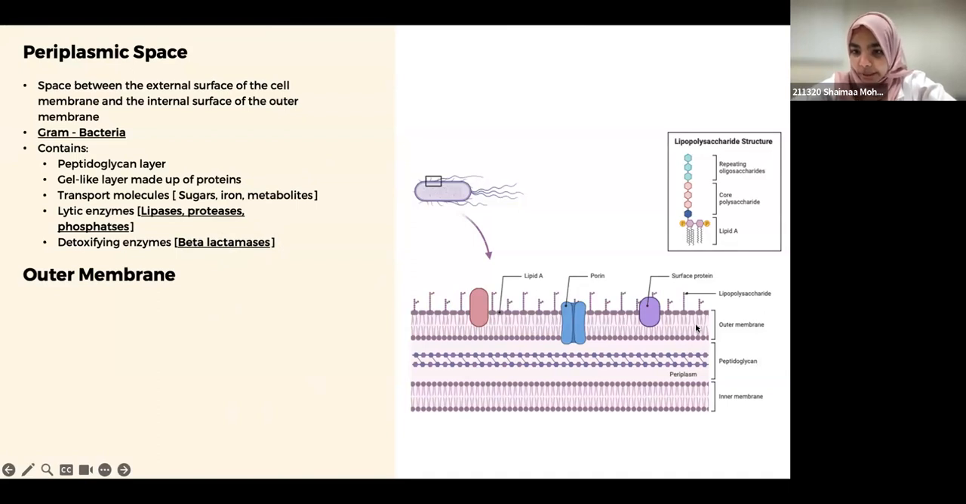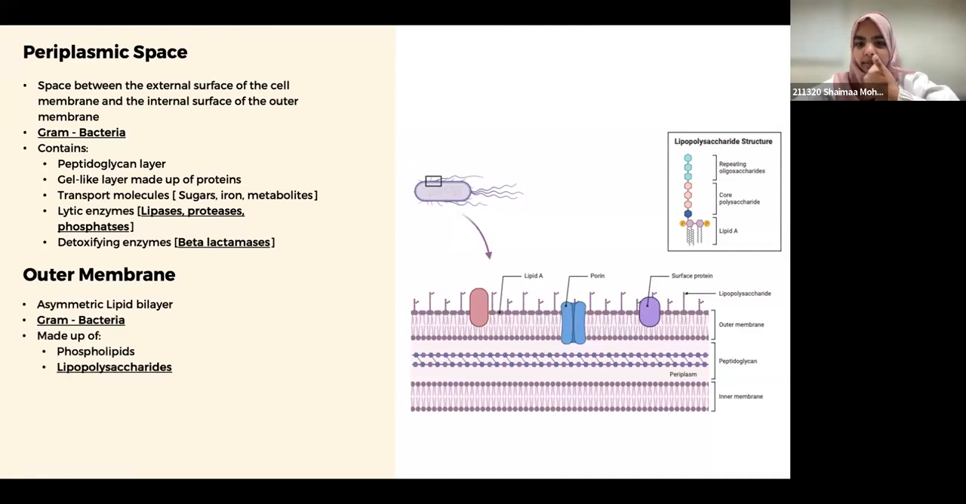Now we're going to talk about the outer membrane. What is the outer membrane? We said, again, it's part of the gram-negative bacteria, and it's another lipid bilayer, but it's not symmetric. The inner one is symmetric, both are phospholipids. This one is not symmetric: here we have phospholipid, but here we have some lipopolysaccharide, okay? So it's an asymmetric lipid bilayer only present in gram-negative bacteria, made up of phospholipids and lipopolysaccharides, and it has membrane proteins embedded in it, okay?